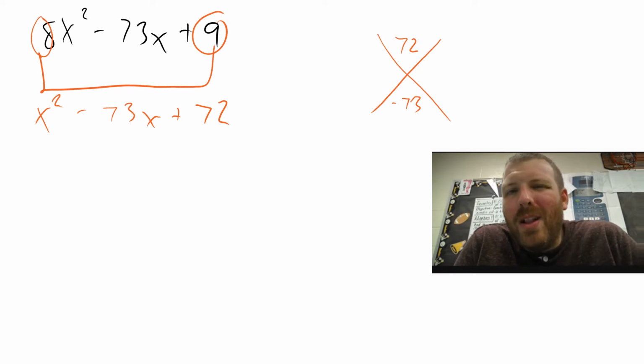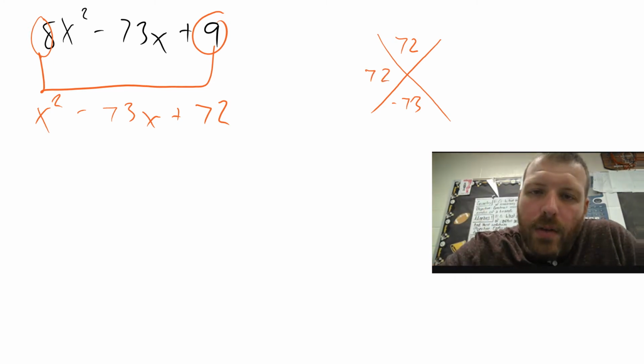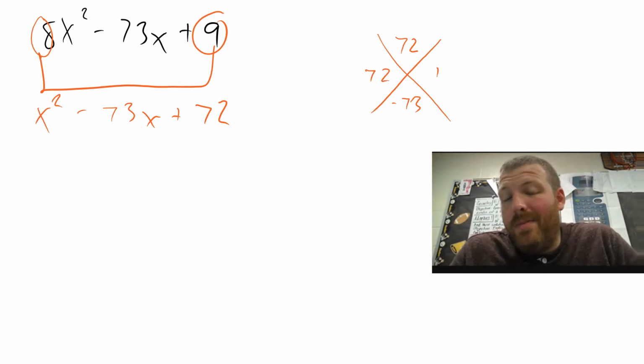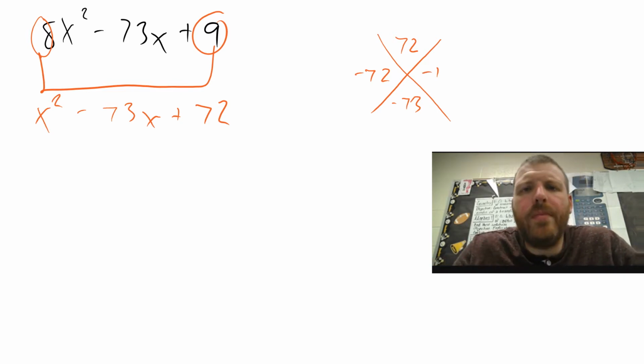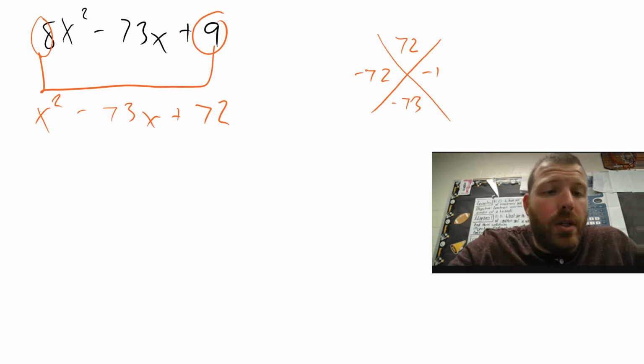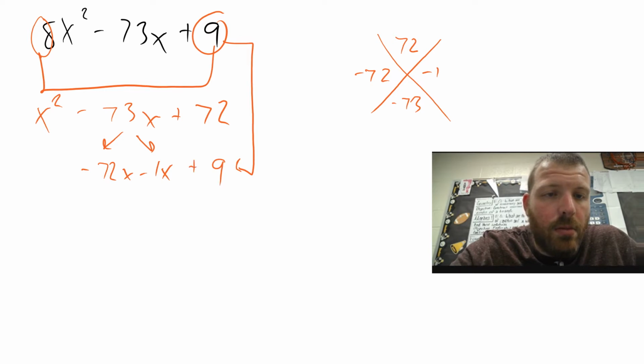Well, when you've got a really large number that you're trying to add together to get, usually that factor is going to be 72 and 1. You want to get 73, so you're trying to add to get that. But remember, you're trying to get negative 73. So that means these both have to be negative. So now I'm going to change this so that it is negative 72x and negative 1x. I'm going to bring down my 9, because that's from the original problem, and I'm going to bring down my 8x squared.